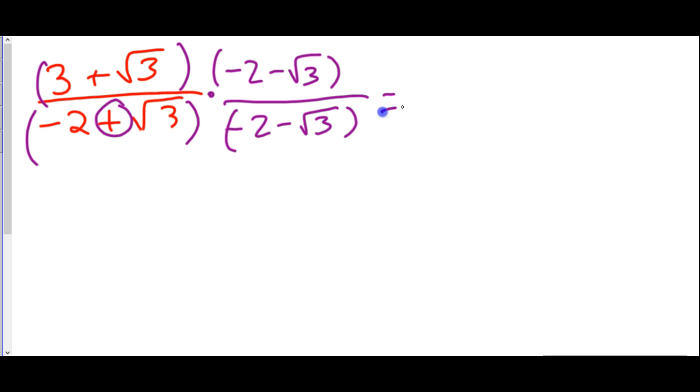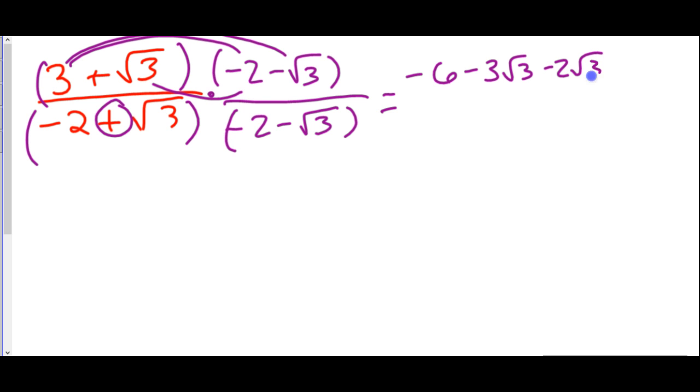Now we're going to have to FOIL on the top and the bottom of these fractions. Since the top already had two things, this turns into a FOIL problem. 3 times negative 2 is negative 6. 3 times negative square root 3 is negative 3 square root 3. Square root 3 times negative 2 is negative 2 square root 3. And square root 3 times negative square root 3 is negative square root 9.